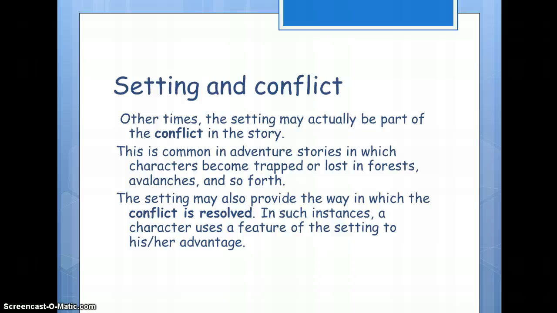Setting and conflict can also be very related, okay? Other times the setting may actually be part of the conflict of the story. This is common in adventure stories in which characters become trapped or lost in forests, avalanches, and so forth, and we have plenty of nonfiction stories such as this. The setting may also provide the way in which the conflict is resolved. In such instances, a character uses a feature of the setting to his or her advantage.